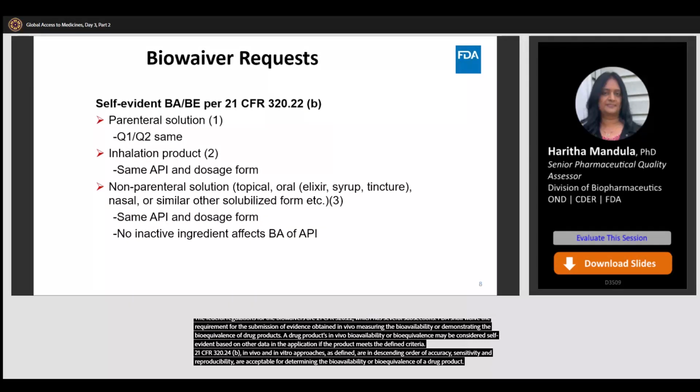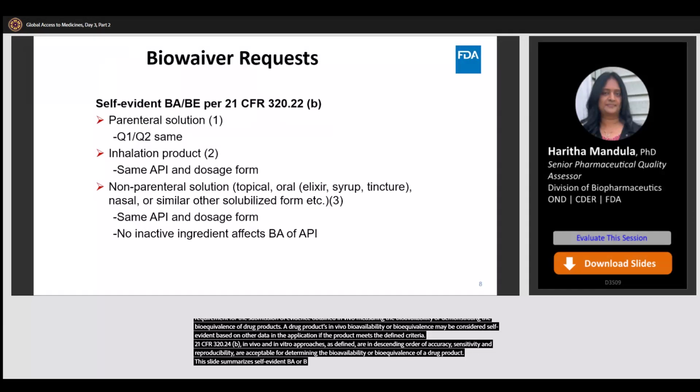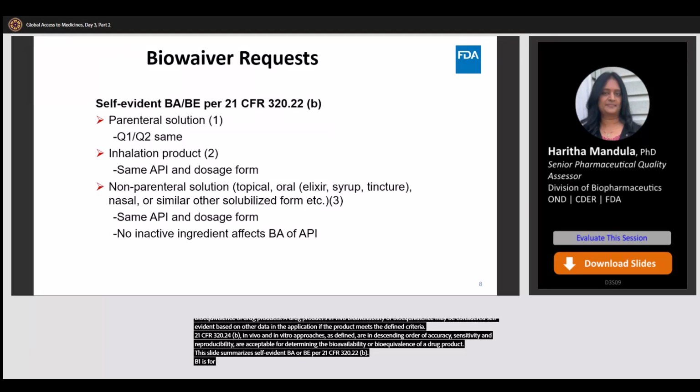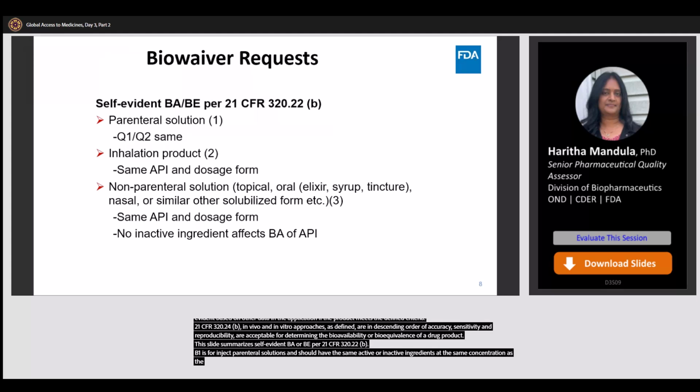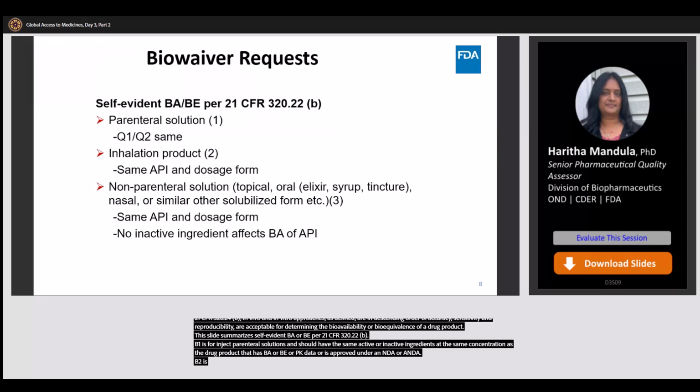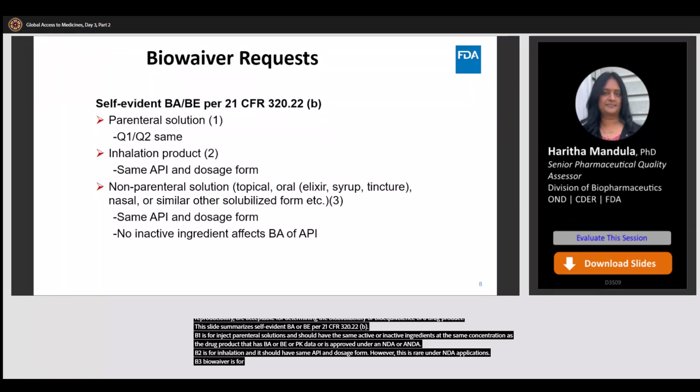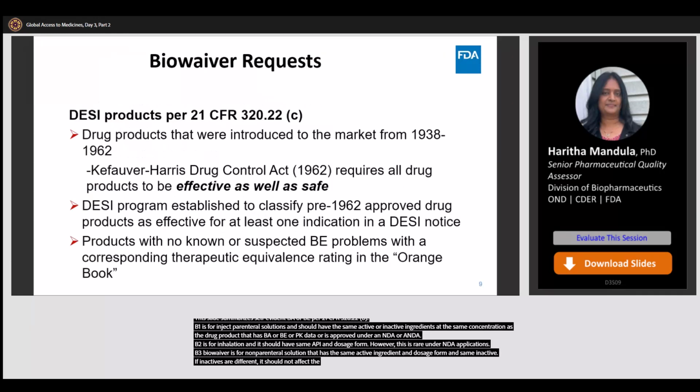This slide summarizes self-evident BA or BE per 21 CFR 320.22(b). B1 is for injectable parenteral solutions, and ophthalmic or otic solutions, which should have the same active and inactive ingredients at the same concentration as a drug product that has BA or BE or PK data or is approved under an NDA or ANDA. B2 is for inhalation, and it should have the same API and dosage form. However, this is rare under NDA applications. B3 biowaiver is for non-parenteral solutions that have the same active ingredient, dosage form, and inactives. If inactives are different, they should not affect the BA of the API.